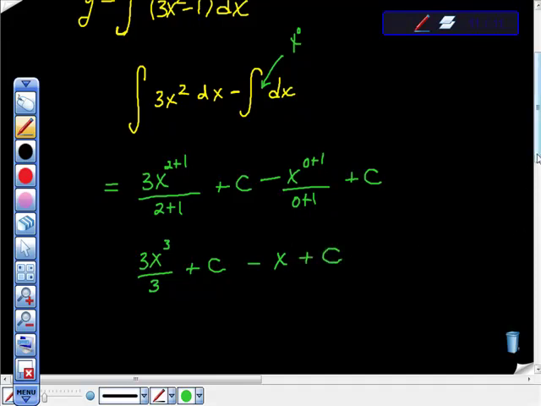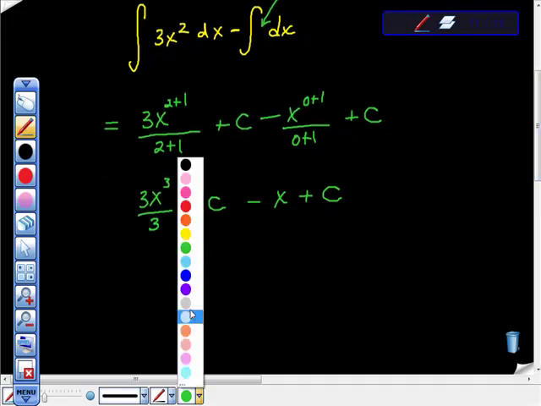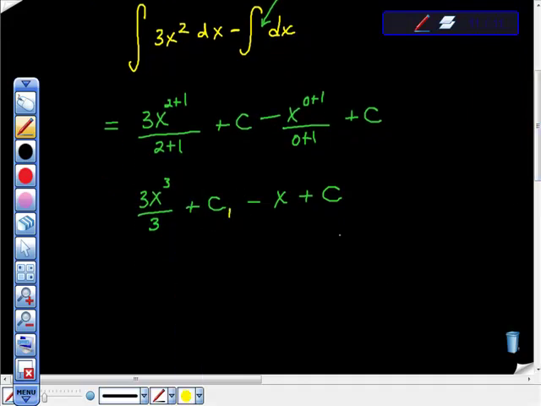This gets weird for people, and it really bothers them. Don't let it bother you. Let this be c sub 1 and c sub 2. So this is what we end up with. We clean this up, we get x cubed minus x, plus c sub 1 plus c sub 2. People leave this, but I'm telling you that c sub 1 plus c sub 2 is just equal to c.